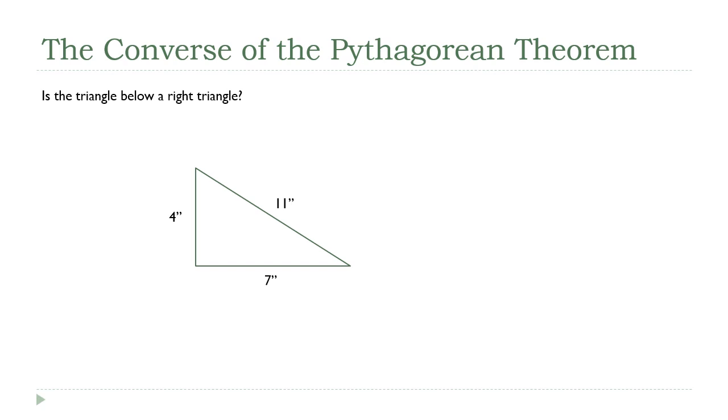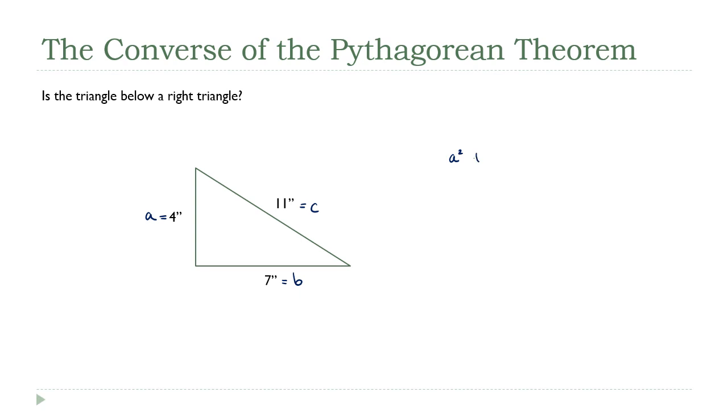Now, in a right triangle, the longest side is always the hypotenuse. So if this is going to be a right triangle, then the 11-inch side is the one that's going to have to be C because it's the biggest. And that leaves the other two to be A and B. And just when we're talking about the Pythagorean theorem, which one gets to be A, which one gets to be B, doesn't matter. Now let's do the calculation here and see what happens.